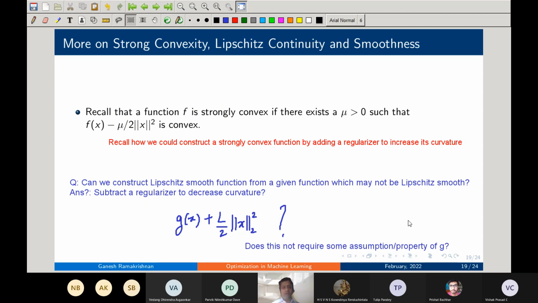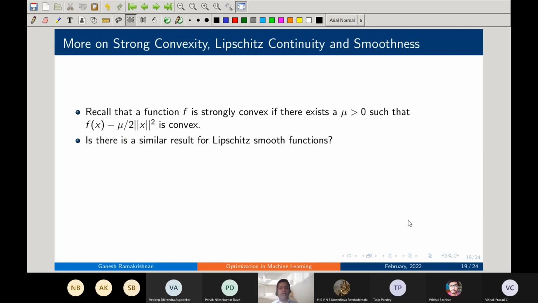Okay, so that's the question we are trying to ask. Is there a similar result for Lipschitz smooth functions? Anyone before we move on? So it turns out that there is a very similar analog, but it requires convexity. So the answer is yes. If g is convex, we can do such a transformation.